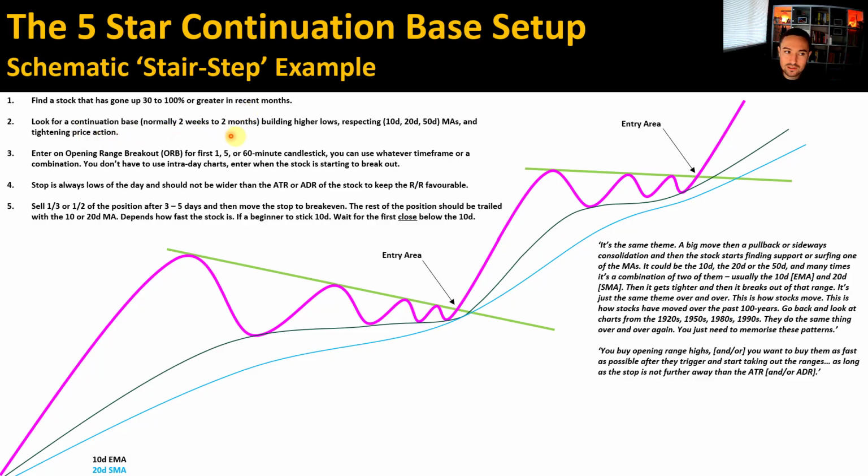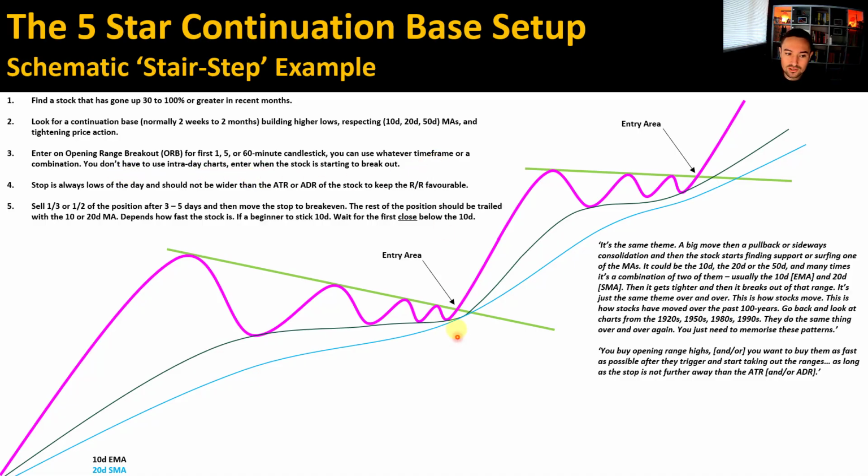These are normally 2 weeks to 2 months, building higher lows and respecting moving averages. That could be the 10-day, the 20-day, and the 50-day moving average. You would also like to see tightening price action. Don't worry, we'll explain that in a couple of slides' time. Enter on opening range breakout for the first 1, 5, or 60-minute candlestick, or you can use whatever time frame or combination. You don't have to use intraday charts.